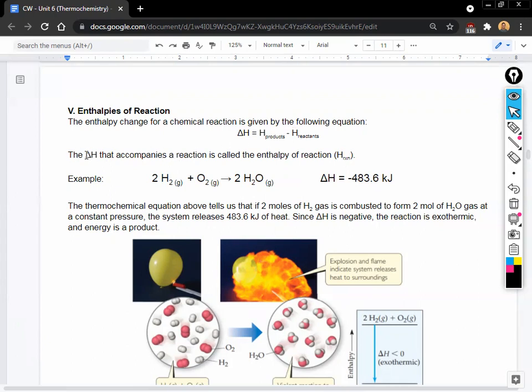Okay, so the delta H that accompanies a reaction is called the enthalpy of reaction, and we write it as delta H RXN because reaction, right? Reaction. And so here's an example of an enthalpy of reaction. You have hydrogen gas and oxygen gas, and when you react them, they make water. And when you make water, it also creates energy. It releases energy.